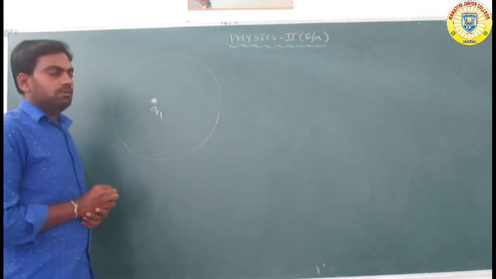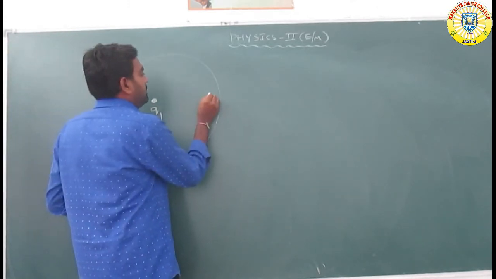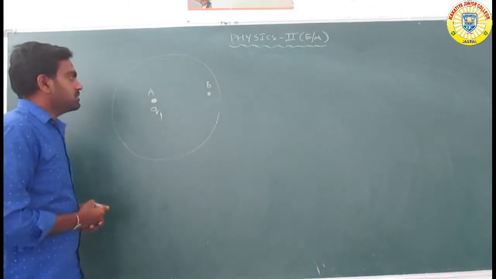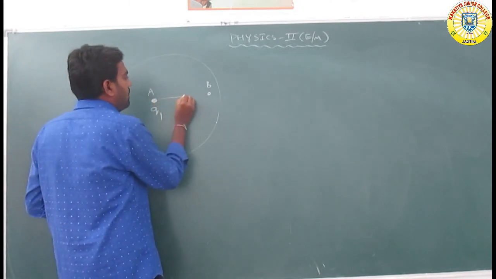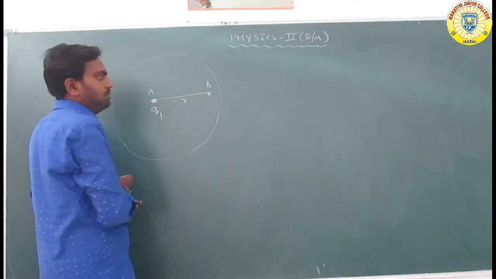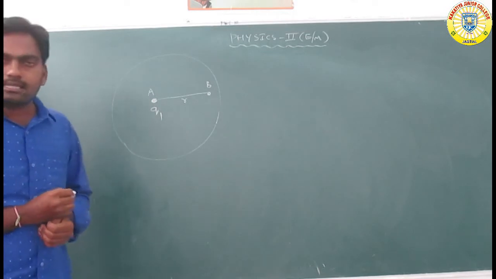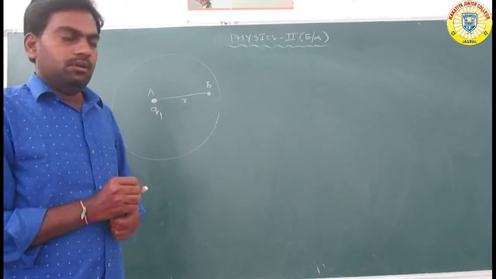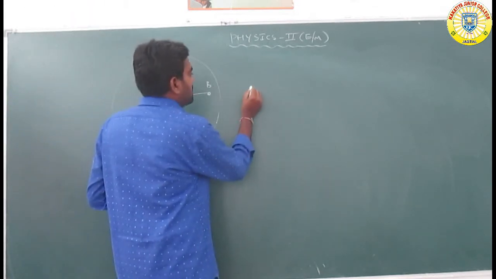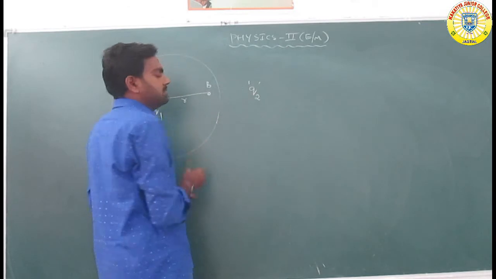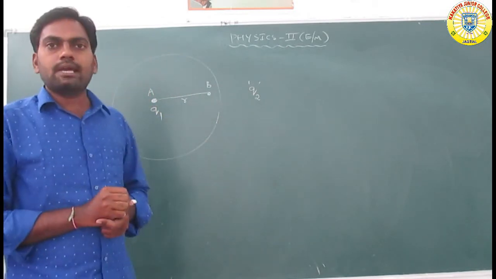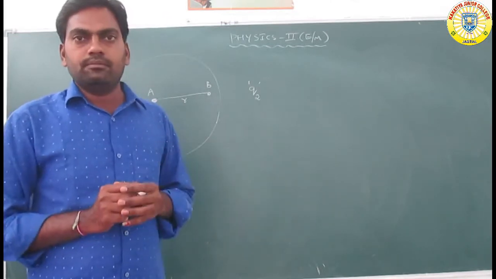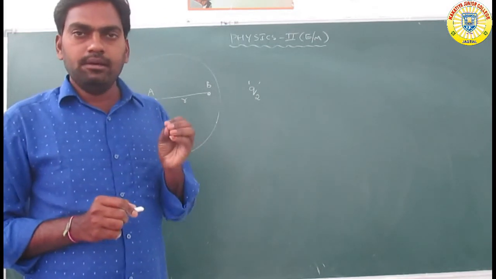Now we take the point B, at a small distance R from the charge at point A. Now Q2 is another charge, which is taken from outside the field to inside the field at point B.